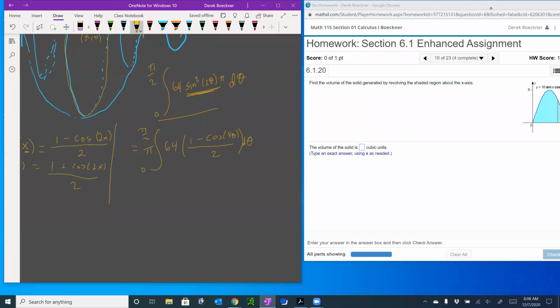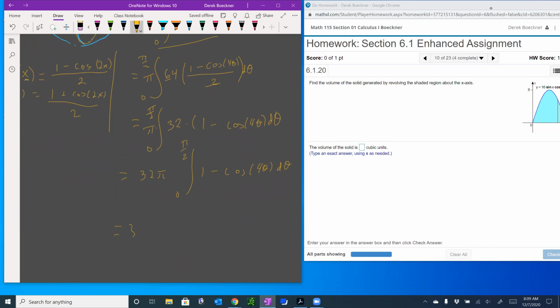And now I don't have to integrate a sine squared anymore. I just have to integrate a cosine, and that works out well for me. So this is going to be 0 to pi over 2. I've got pi times the 64 over 2 turns into a 32. I've got 1 minus cosine of 4 theta, d theta. So it's 32 pi, integral 0, pi over 2, 1 minus cosine of 4 theta, d theta. 32 pi.